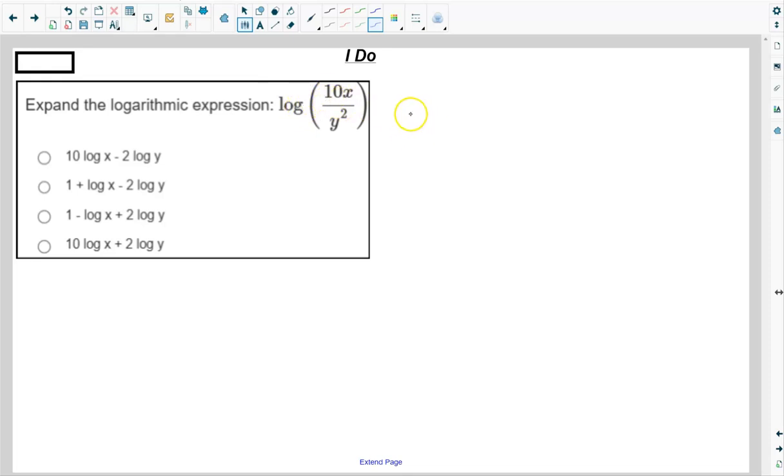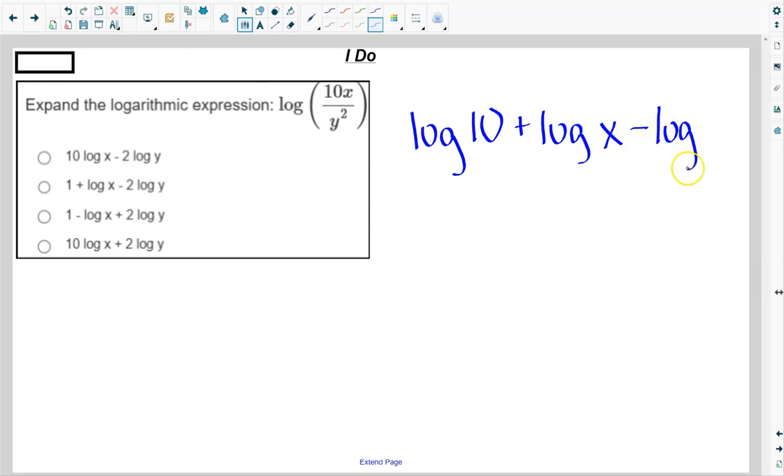We have log up here. There's different ways to write this, but we might as well just understand that we have multiplication up here. So we have log of 10 plus log of x, since we're multiplying. Now we are dividing, so we're going to subtract log y squared.